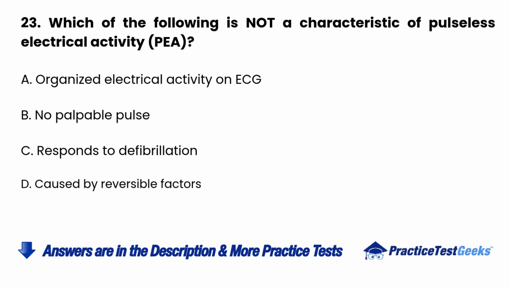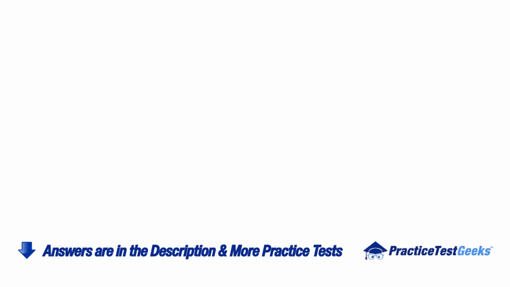23. Which of the following is not a characteristic of pulseless electrical activity? A. Organized electrical activity on ECG. B. No palpable pulse. C. Responds to defibrillation. D. Caused by reversible factors.